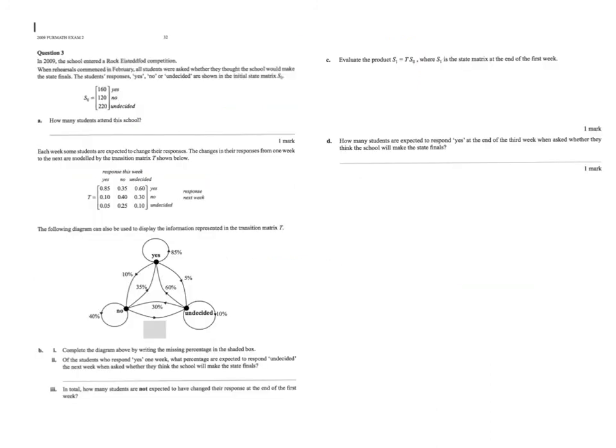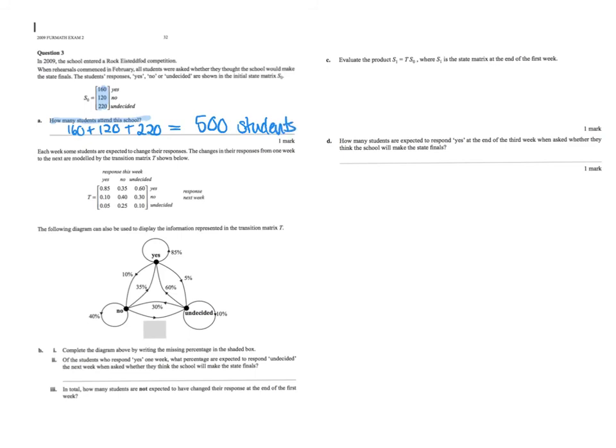Alright, so question 3. In 2009, a school entered a Rock Eisteddfod concert. When rehearsals commenced in February, all students were asked whether they thought the school would make the state finals: yes, no, or undecided. There we go. So first question up, how many students are in this school? Well, they've got every answer there, even if they don't have an opinion, they're undecided. So really you're just adding them up, and they're just checking that you understand that. So what's that? 280, 300, that's 500 students. Yeah, that adds up.